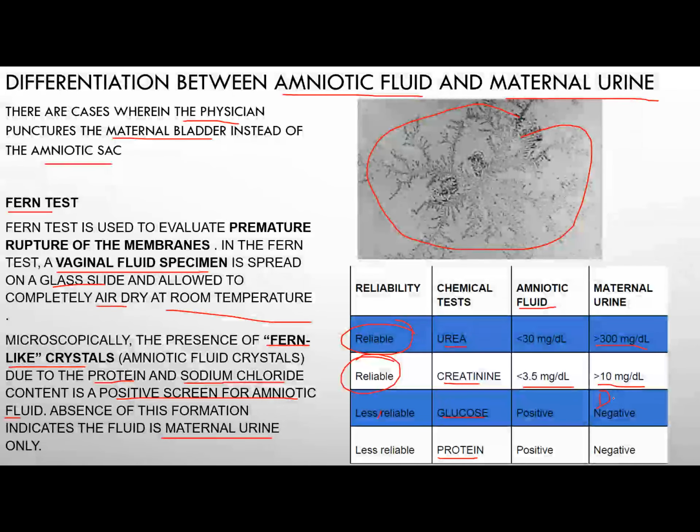What if the mother, class, is diabetic? If the mother is diabetic, there's a possibility that maternal urine would also be positive for glucose. Then for protein, positive for amniotic fluid, negative for maternal urine. But again, if the patient has high protein content seen in urinary tract infection, or if the patient is suffering from kidney disorders, this could also be positive. So that's the reason why it's less reliable, class.